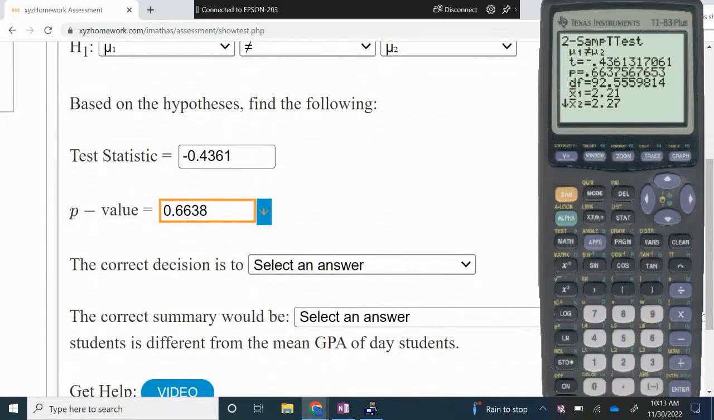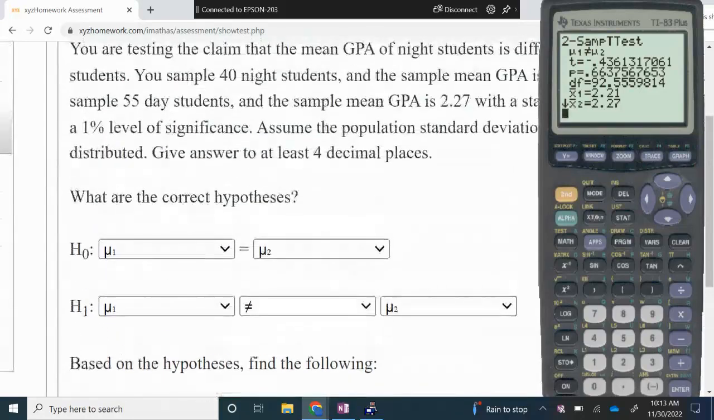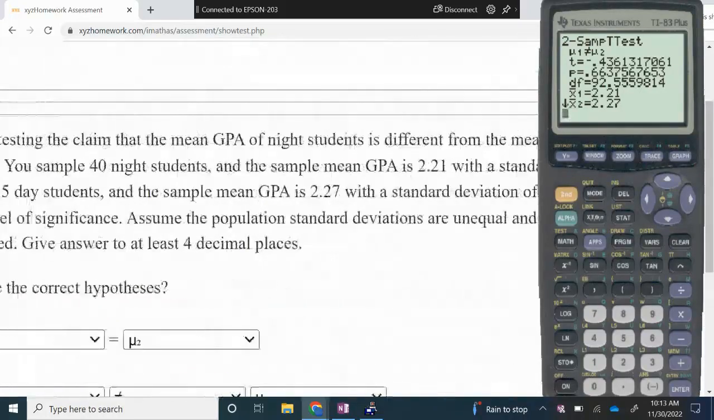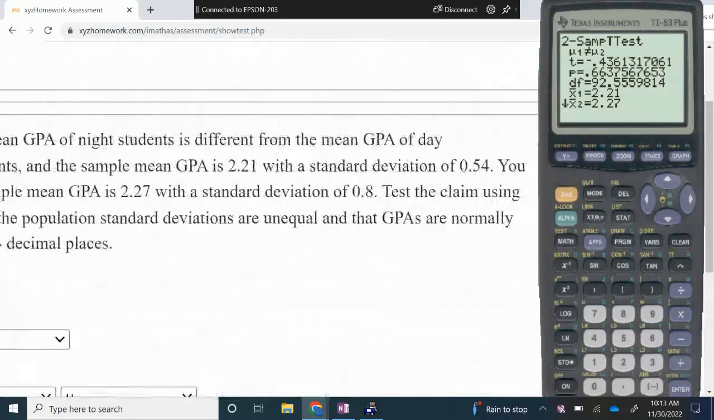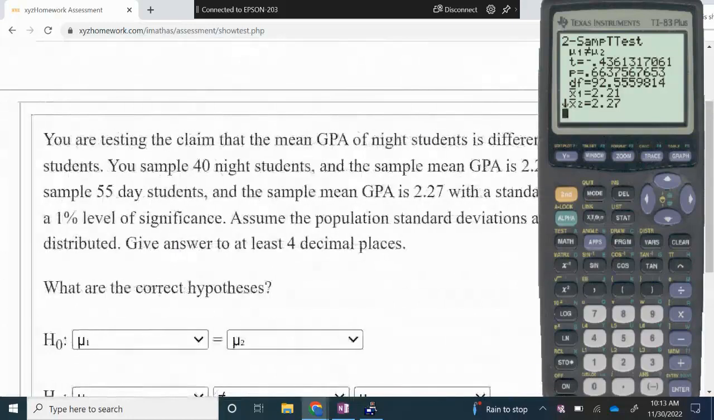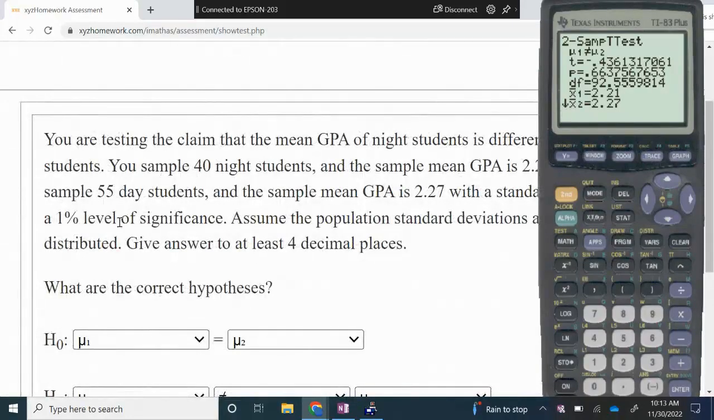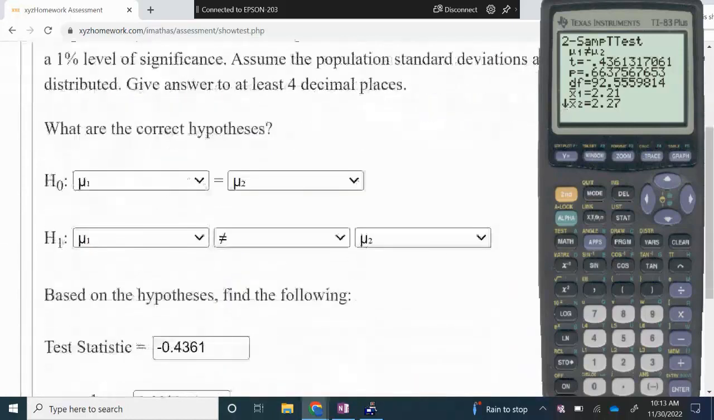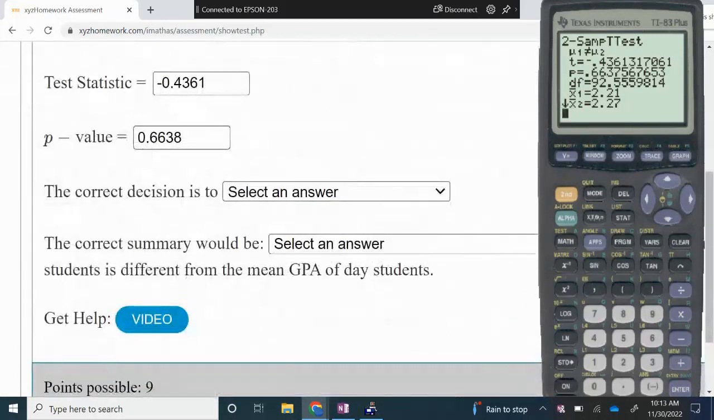So next we have to determine the decision. So now if we take a look at our significance level, I believe it's 1%. Yeah, it's a 1% significance level. And if we look at our p-value, it's 0.66. All right, now here is one thing you can do.